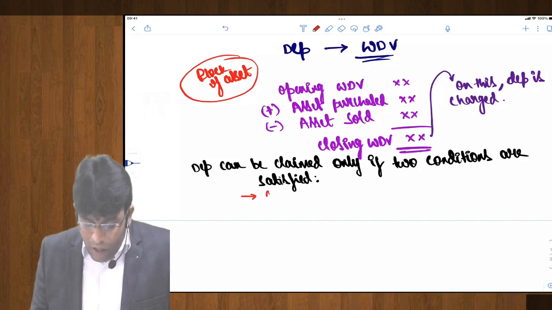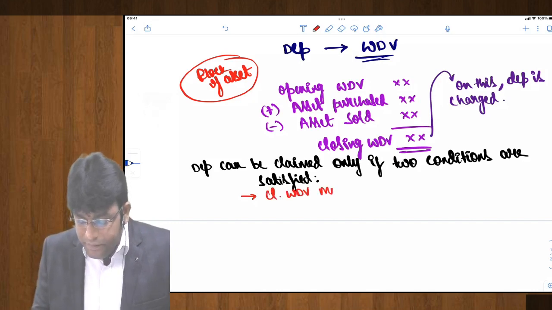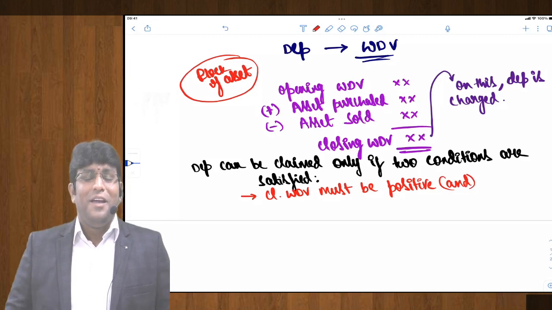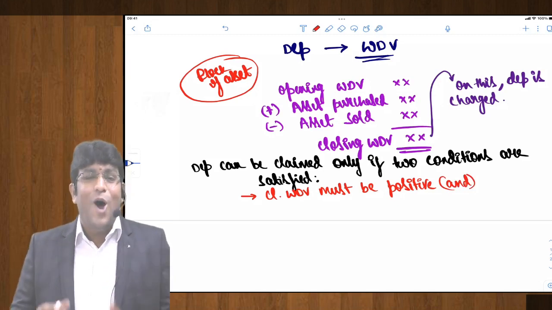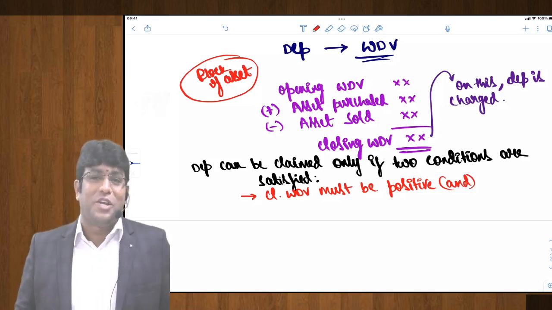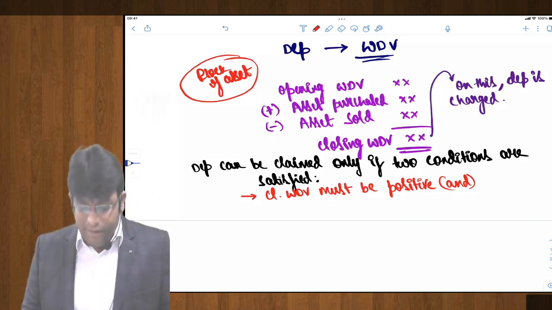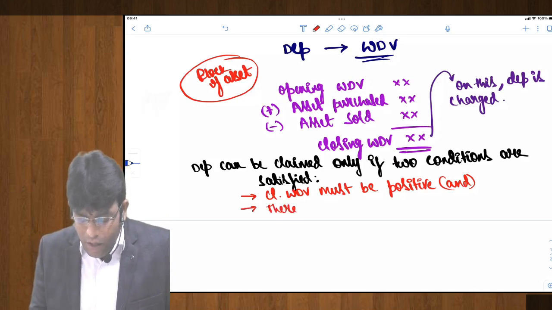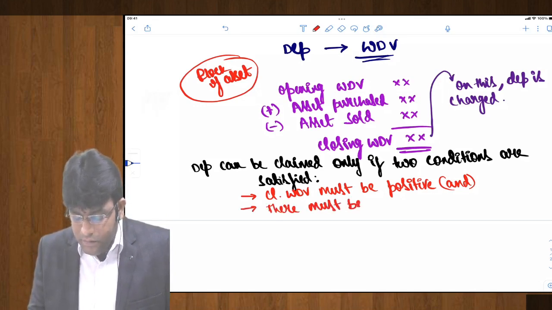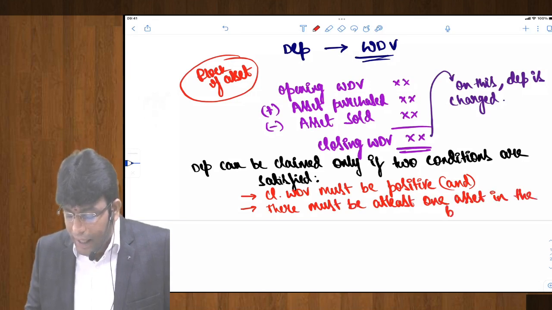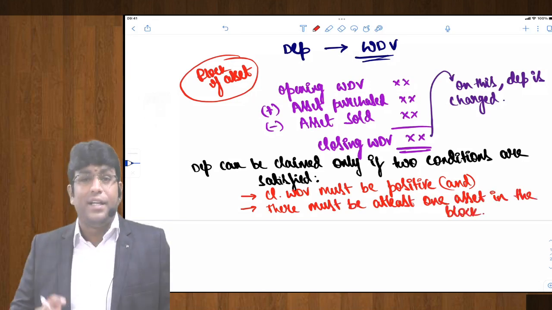Number one, closing WDV must be positive. Very logical, common sense, my dear friends, because if closing WDV is not positive, on what figure will you calculate depreciation? So what is the first condition? Closing WDV must be positive. Number two, there must be at least one asset in the block. I repeat again, there must be at least what, sir? One asset in the block.